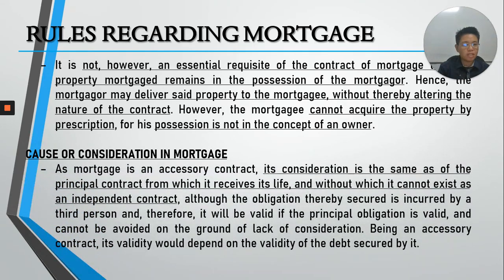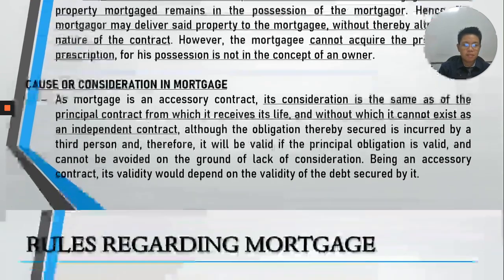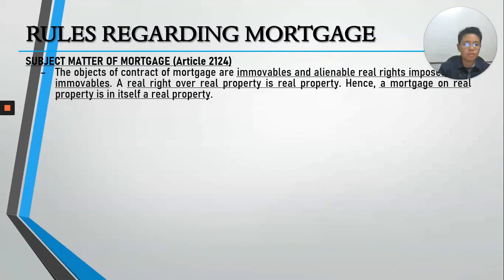So what else? Cost or consideration in mortgage, it is the same as the cost or consideration in the principal contract. Kasi nga yung accessory contracts nakadepende lamang sa principal yan. So, yung cost or consideration, pareho ng cost and consideration ng principal. What else? Subject matter of mortgage will be immovable properties or alienable, ibig sabihin ng alienable, transferable, real rights over immovable property. So again, a real right over real property is also a real property in itself. So a mortgage on real property, ang real estate mortgage, is in itself a real property.